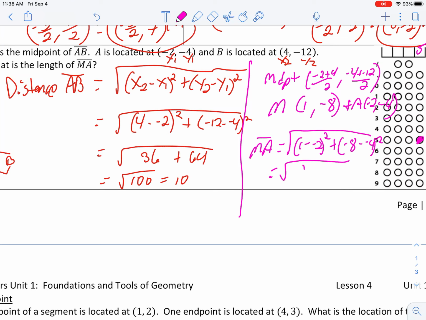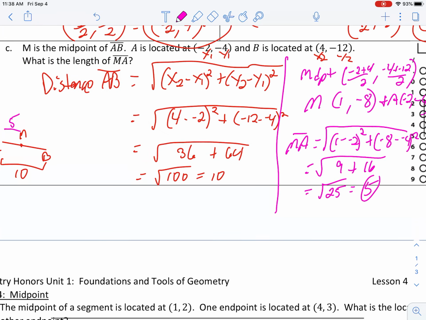1 minus -2 is 3. 3 squared is 9. -8 minus -4 is -4. So -4 squared is 16. 9 plus 16 is 25, and the square root of 25 is 5, just like what we found on the previous way. So more than one way to do math. As long as your work shows mathematically it's sound, I'm good to go.